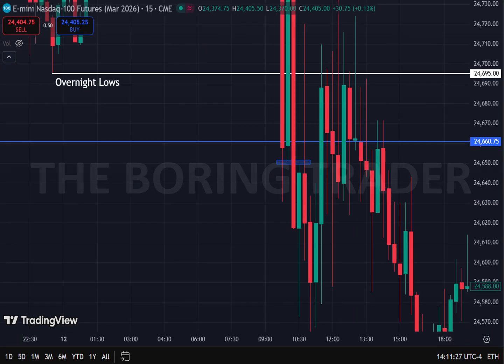But if you look a little more closely at the 15-minute chart, you can notice a very small fair value gap formed around the 10:15 candle. It's not a very big imbalance, but it's still something to keep an eye on if price decides to come back.